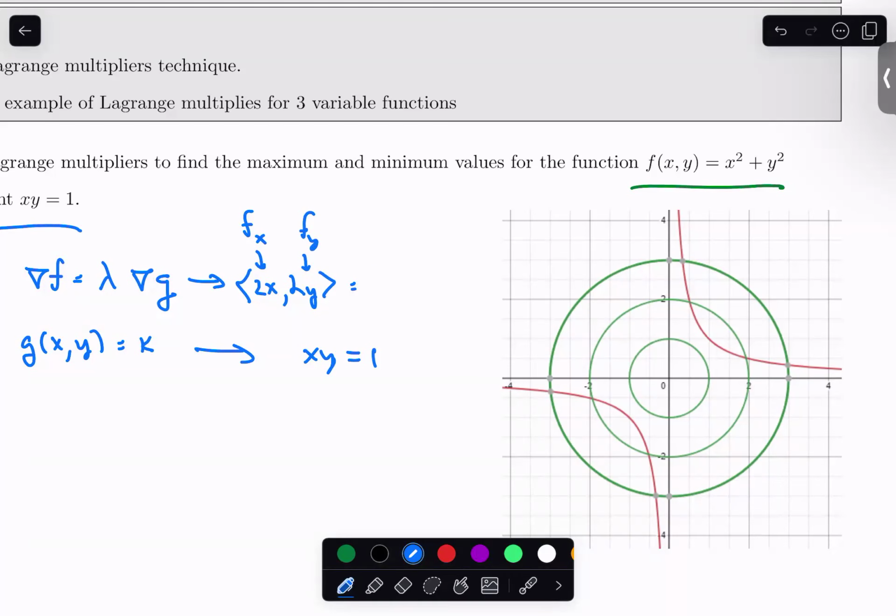Next up, we're going to have some scalar, an unknown scalar for the time being. You could use A or B or C to just say it's some unknown scalar. But because this is the Lagrange multipliers, typically we use this Greek lambda. And then finally, we need to have our gradient of g. Our g function is this x times y. So if I take the partial derivative with respect to x, I'm going to have y, and if I take a partial derivative with respect to y, I'm going to have x.